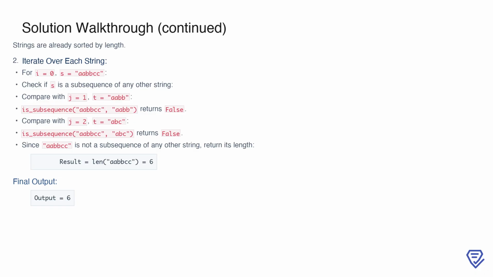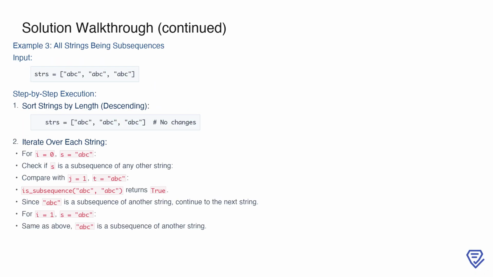other string. Starting with AB, we compare it against AB to check if AB is a subsequence of AB. Here, the result is false, as AB contains characters that do not appear in AB. Next, we compare AB with ABC and find that it is also not a subsequence of ABC. Since AB is not a subsequence of any other string, we determine that it is the longest uncommon subsequence. The length of AB is 6, so we return 6 as the result. This gives us the output for this example as 6.